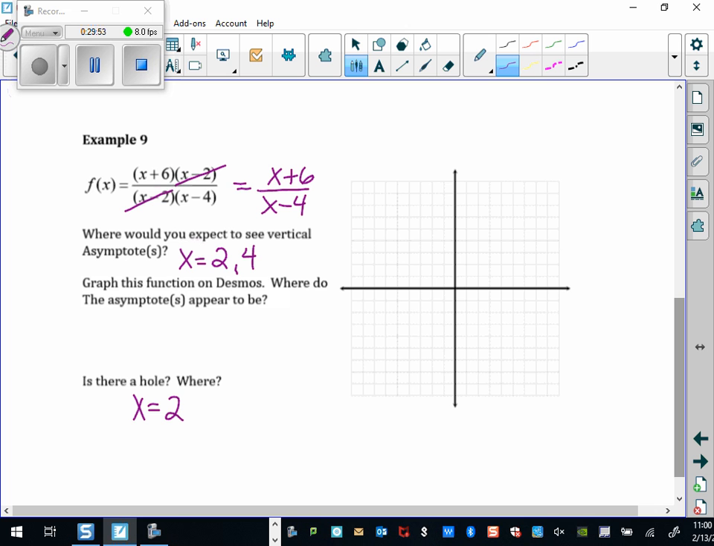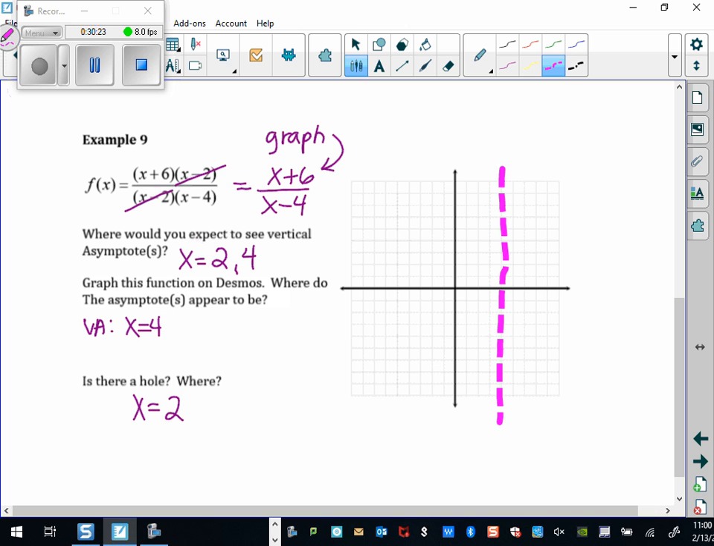You graph this. Okay, so let's do that together, because this is good practice for our quiz next time. What is my vertical asymptote on our new graph? The vertical asymptote is going to be at 4. Good. X equals 4. Who said that? I did. Nice. X equals 4. Let's graph it. 1, 2, 3, 4.